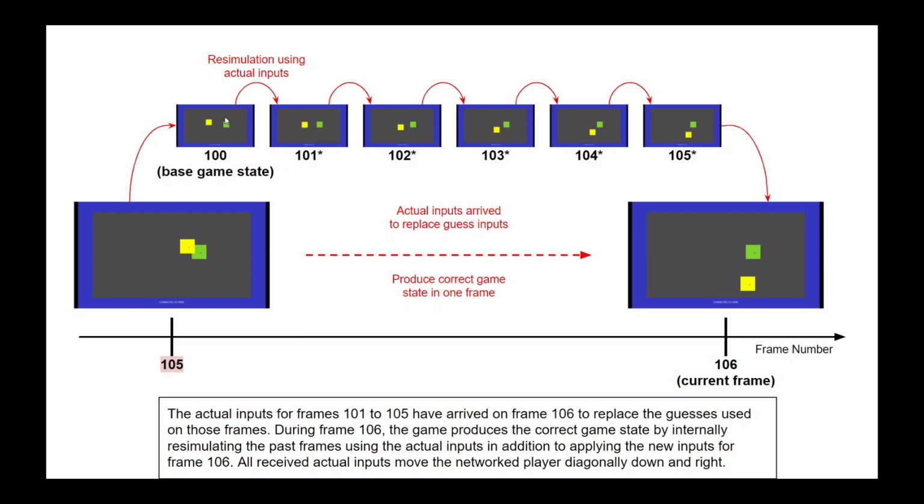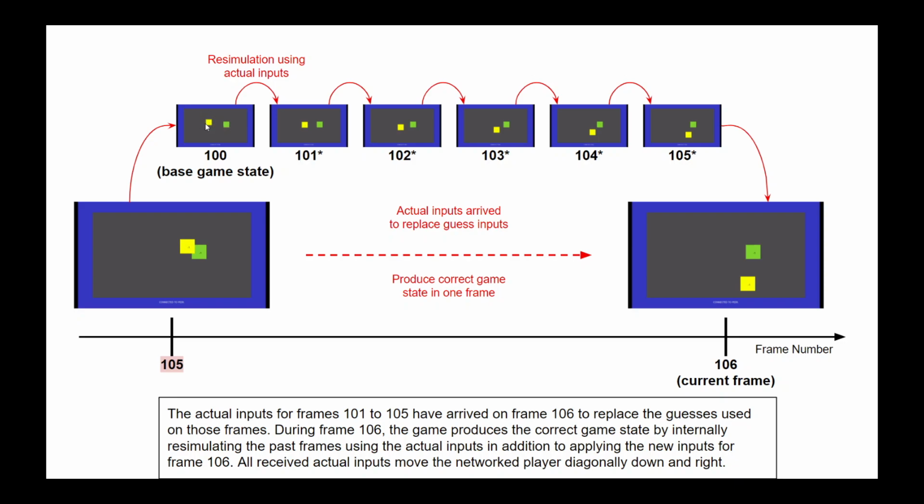Using a base game state from before temporary guess inputs were used, we apply the newly arrived actual net inputs on the netPlayer object and reapply the local inputs to the local player object for past frames. Then, we process the inputs for the current frame, frame 106, as normal. Because the actual net inputs in this example moved the netPlayer diagonally down and right for each frame, the end result on frame 106 has the net player moved diagonally down and right, compared to its position in the base game state.